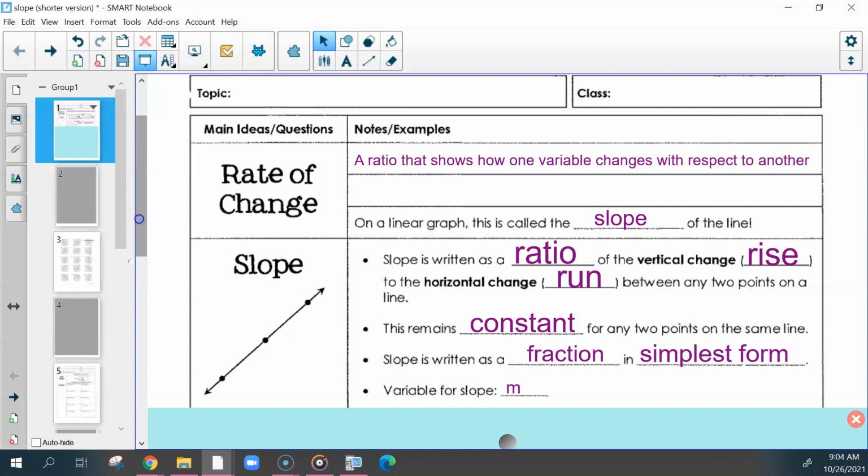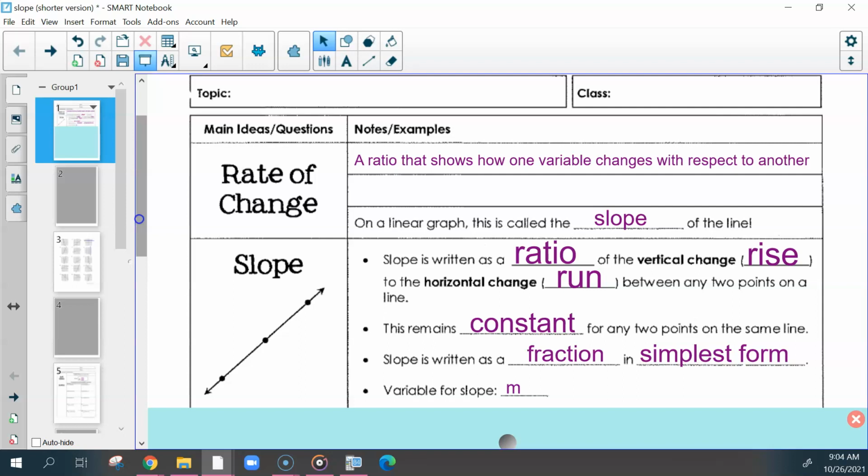Slope is written as a ratio of the vertical change, or the rise, to the horizontal change, the run, between any 2 points on a line. This remains constant for any 2 points on the same line. This means between point A and point B, whatever the slope is going to be the same between point C and point D and point E, and so on and so forth. The slope is never changing.